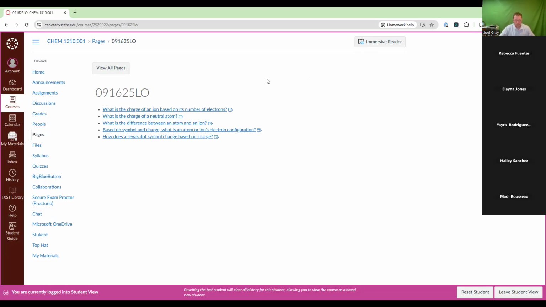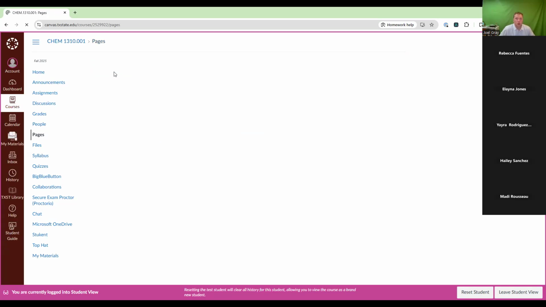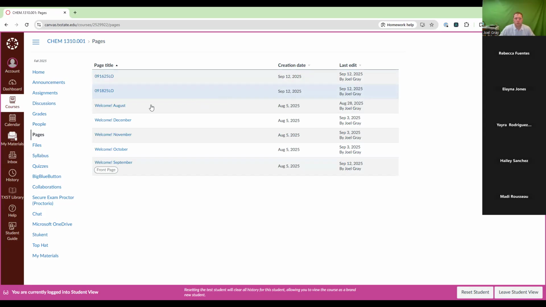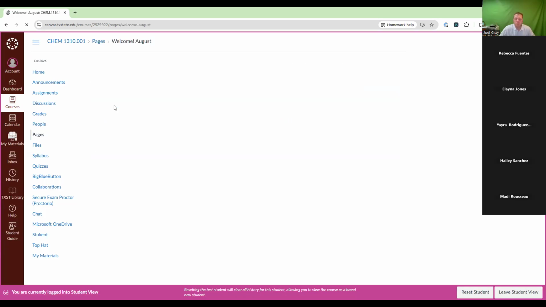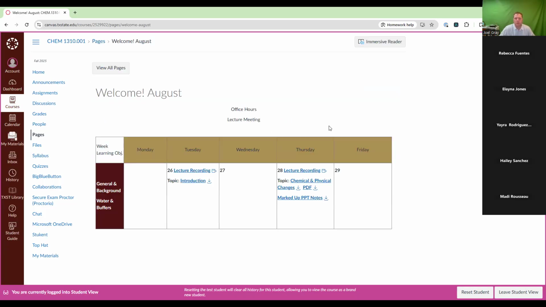Now, in addition to that, if you want to navigate to other parts of the semester, you can always click on this View All Pages link, and that's going to take you to all of the pages that have been published. So, welcome August. That shows our August calendar, and if you remember, that was pretty short. We only had two class meetings. So if you ever need to find your old stuff, it's going to be there.